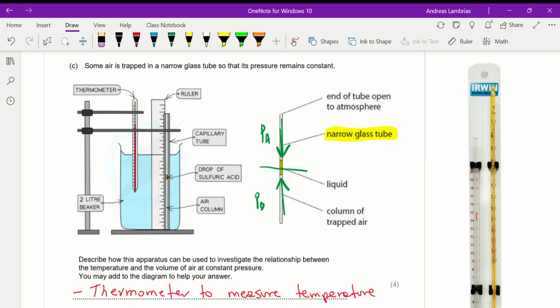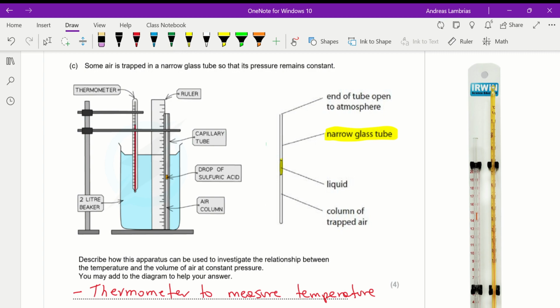Now, if the pressure at the bottom, pressure B, becomes more, then that drop of liquid will start moving up. So the liquid will move up, and what will be the effect of that? The volume here will become bigger, and that will decrease the pressure. When is the liquid going to stop moving? Again, when the pressure from the bottom is equal to the pressure from the top, the atmospheric pressure. When these pressures are in equilibrium, then it will stop moving.